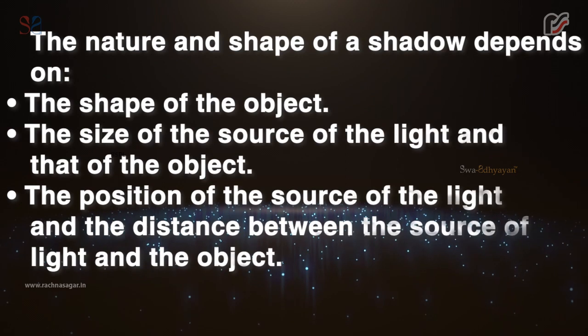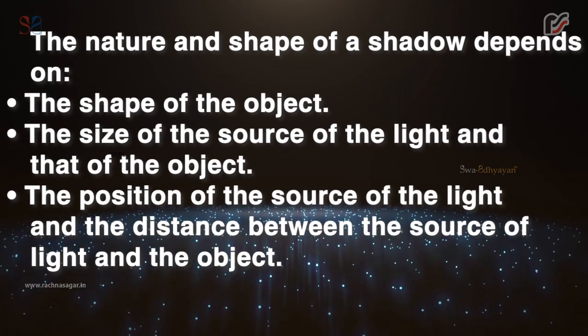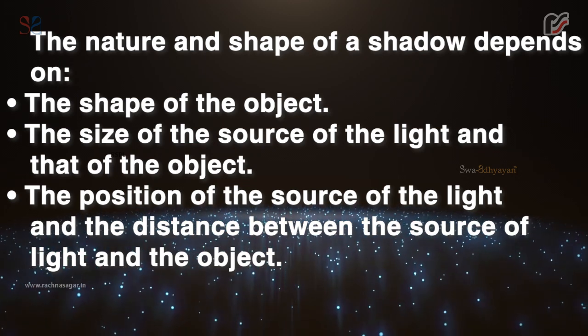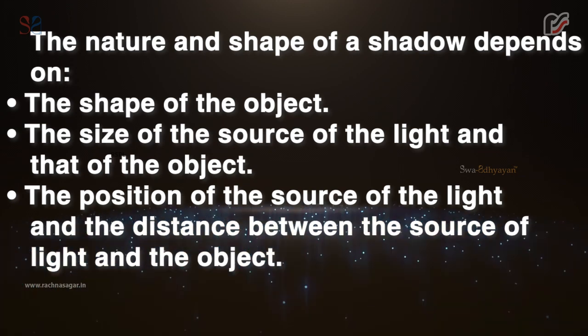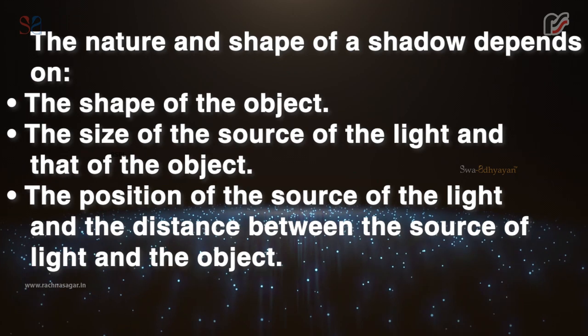The nature and shape of a shadow depends on the shape of the object, the size of the source of light and that of the object, the position of the source of light and the distance between the source of light and the object.